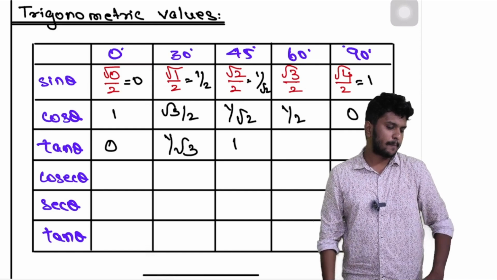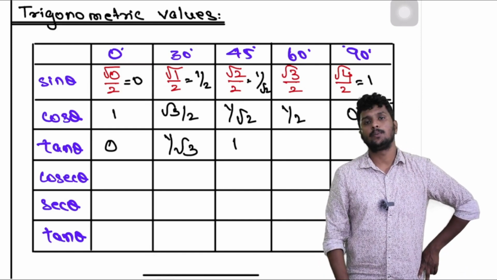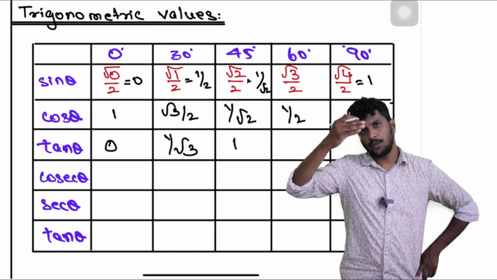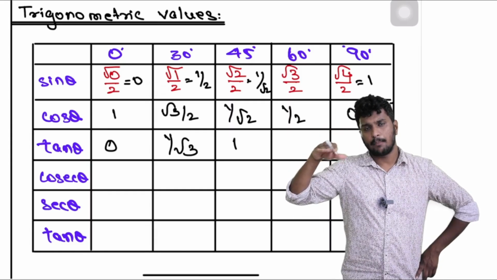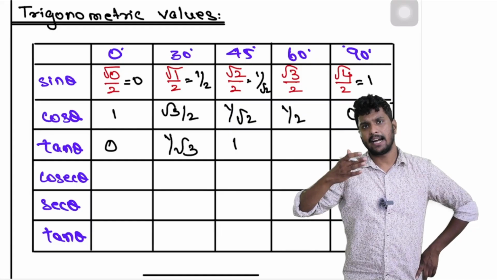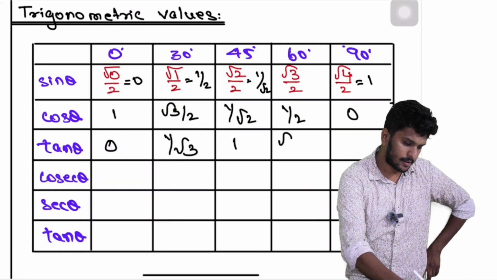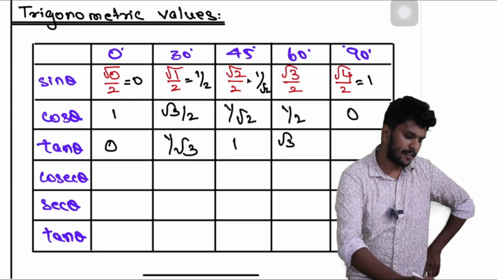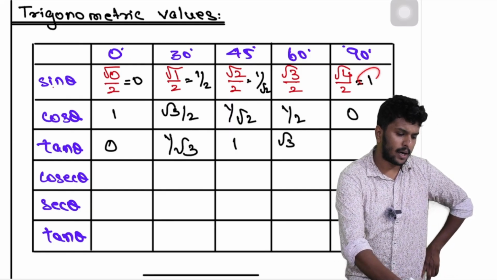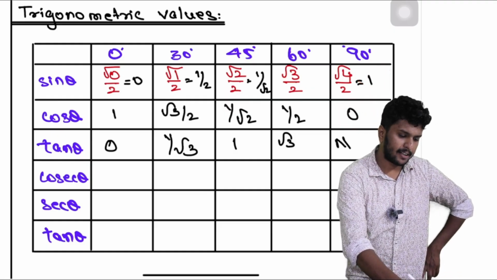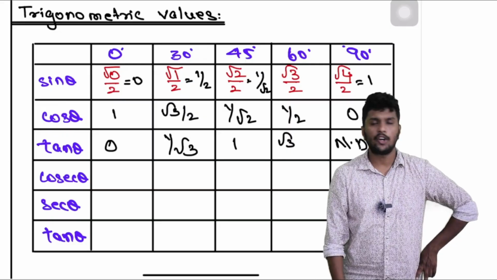Okay, now moving on to 60 degrees. Sin 60 is root 3 by 2. Cos 60 is 1 by 2. Root 3 by 2 divided by 1 by 2, the 2 gets cancelled. What you are left with at last is root 3. Now looking at the 90 degree values. Sin 90 is 1, cos 90 is 0. So 1 by 0 is not defined.